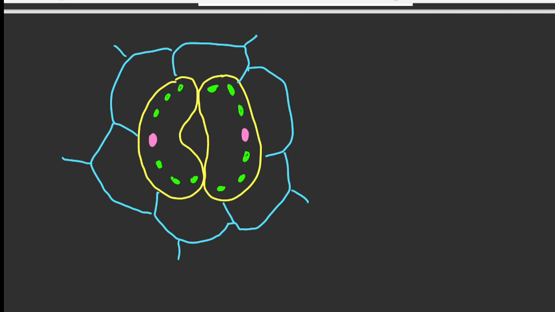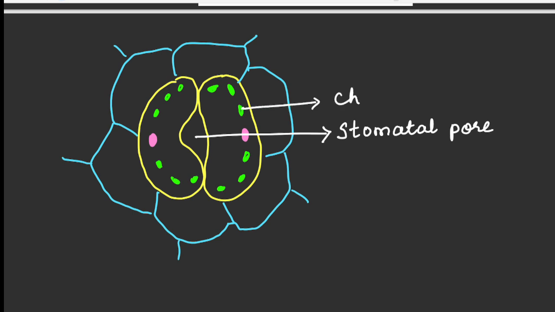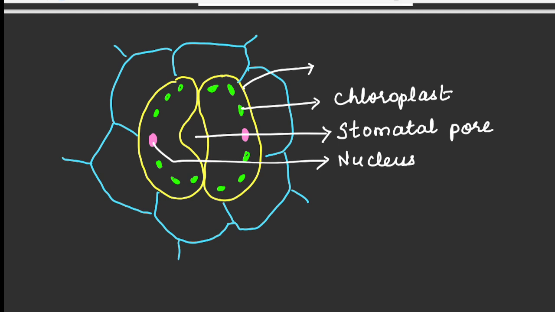So let us label what we have written now. So here this opening is called stomatal pore. Stomatal pore. And then this green color structure is called chloroplast. Chloroplast. And then this pink color structure is called nucleus. And then this yellow color bean shaped structure is called guard cell.